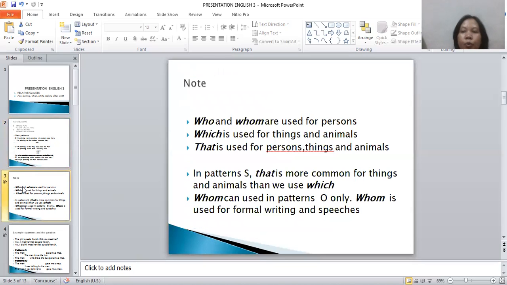Note, who and whom are used for persons, which is used for things or animals. That is used for persons, things, and animals. In the subject pattern, that is more common for things and animals than which. Whom can be used in the object pattern only. Whom is used for formal writing and speeches.